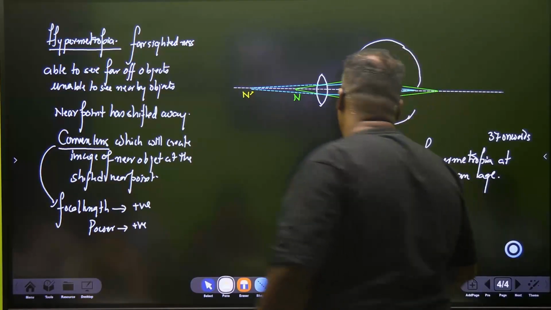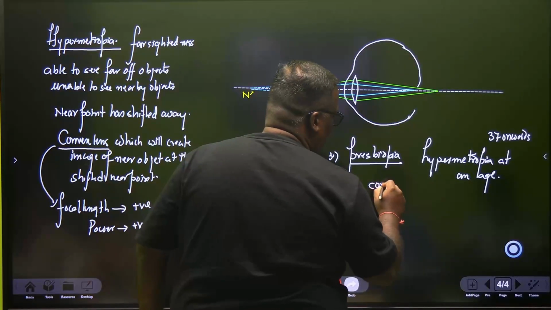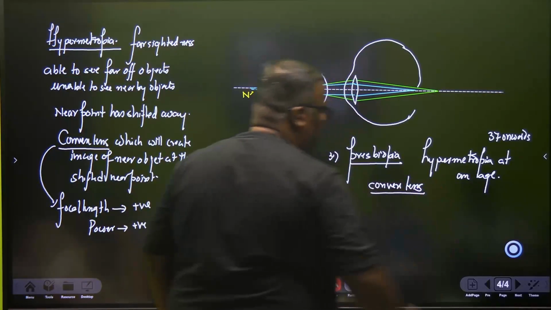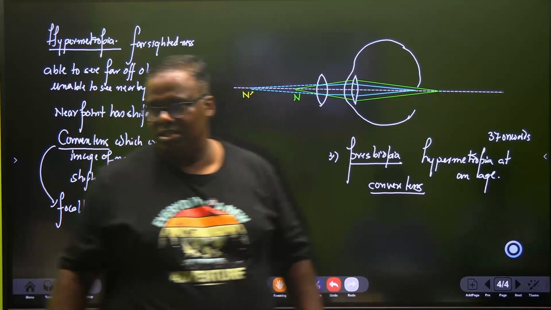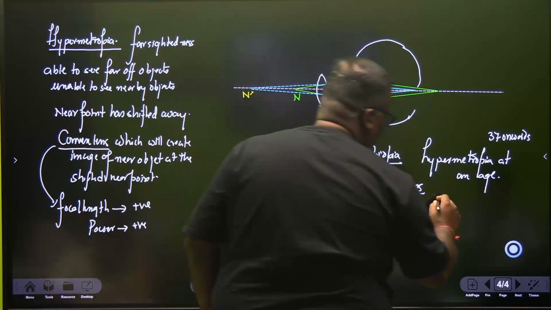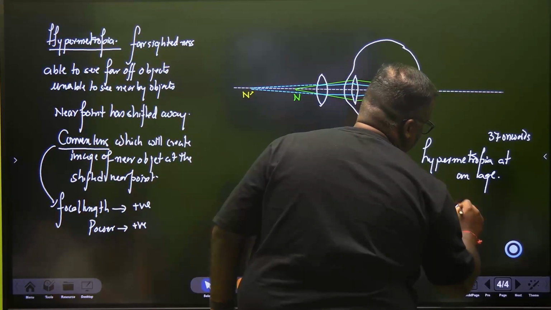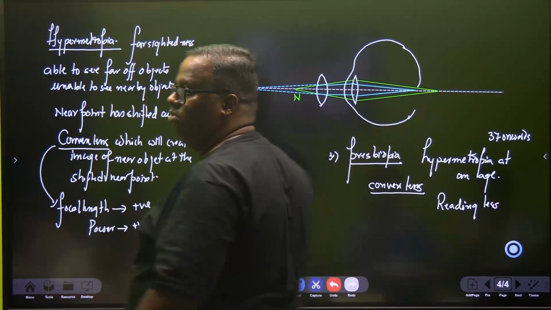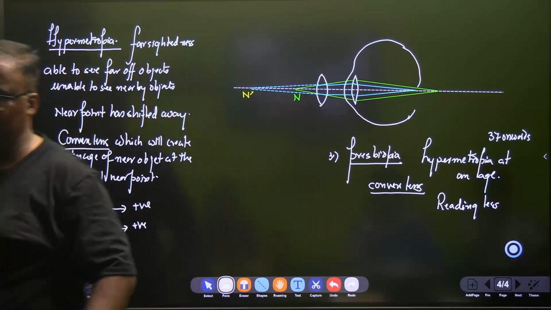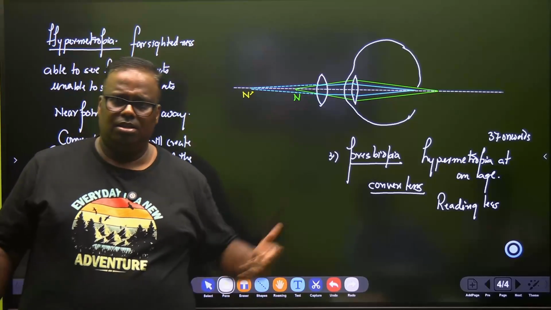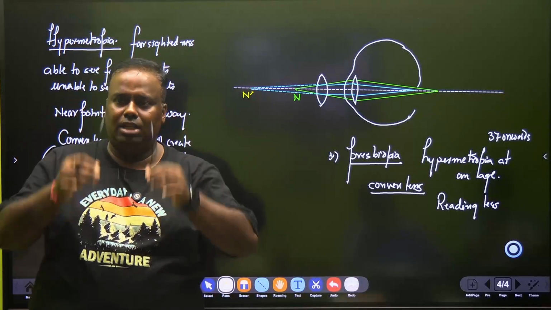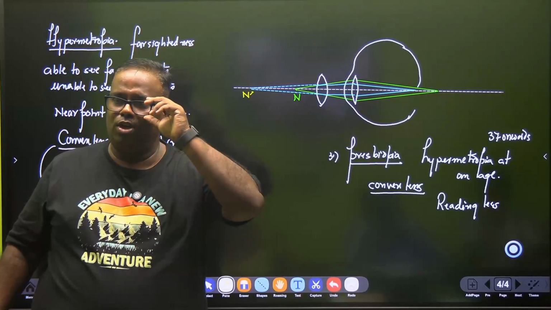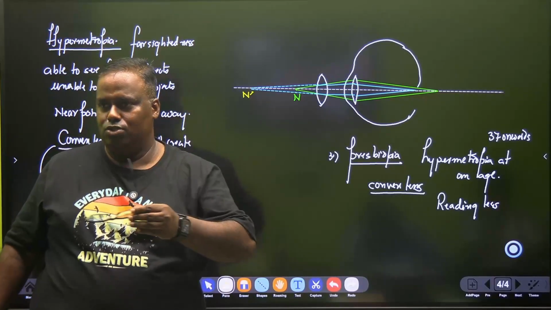So what is the cure for this? Again, convex lens. But I was a normal person, sir. At the age of 37, I got a convex lens. So these convex lenses will first be known as reading lenses. Typically, all your mothers by now will be a victim of this. Reading lens means they need the lens only to read or to do some stitching embroidery work. Otherwise, it's not needed.